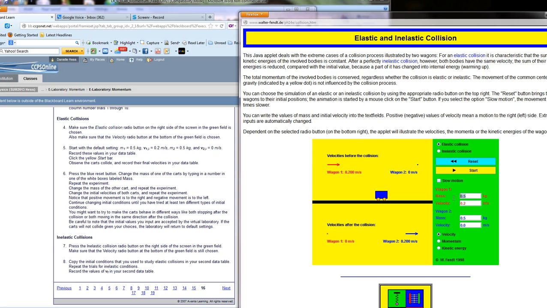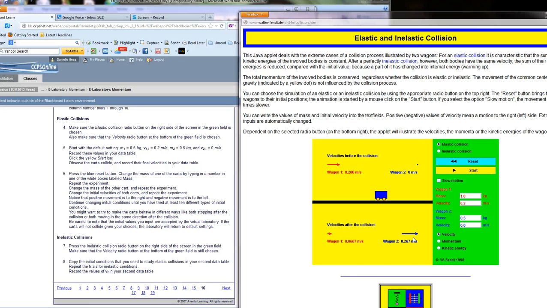Then, after that, you're going to reset it, and you're going to start messing around with the different values, so that either the weight or the speed of wagon 1 or the weight and speed of wagon 2. Mark down in your chart what you've changed. Go ahead and start, and you'll notice this time we end up having that both wagons are moving. You're going to fill in those values into your chart, and you're going to do it again with some different values.